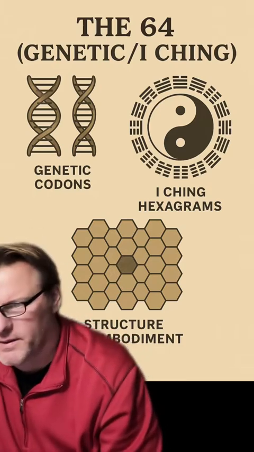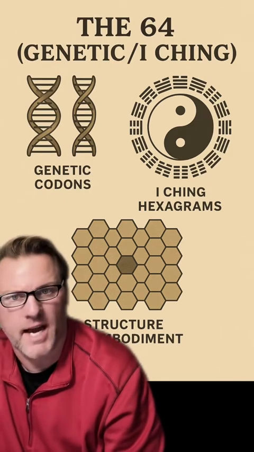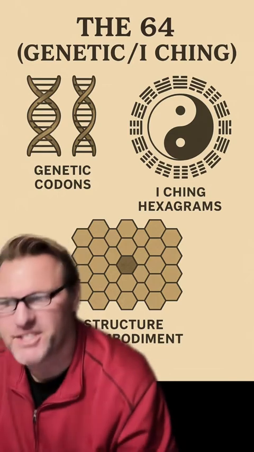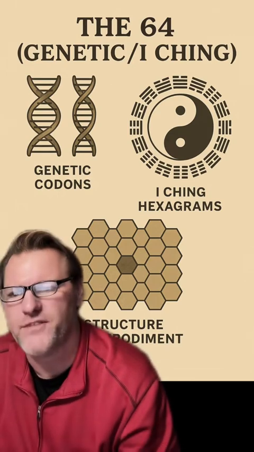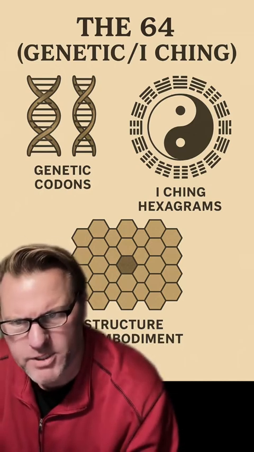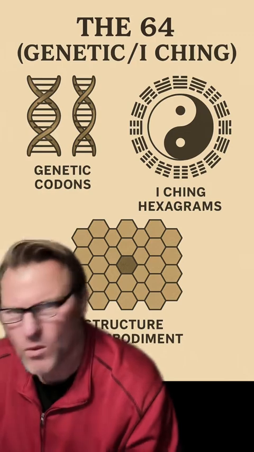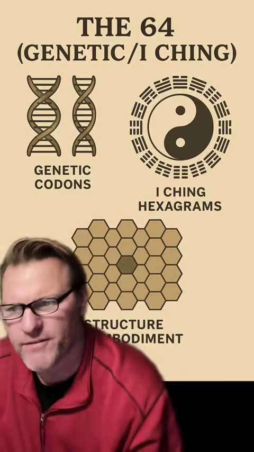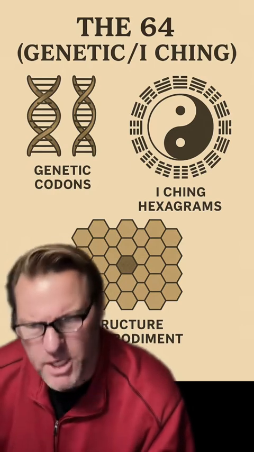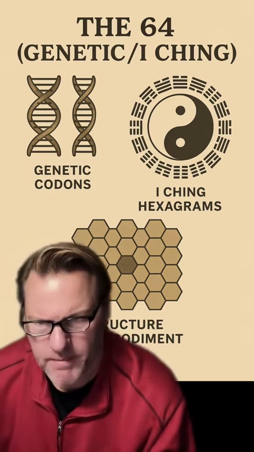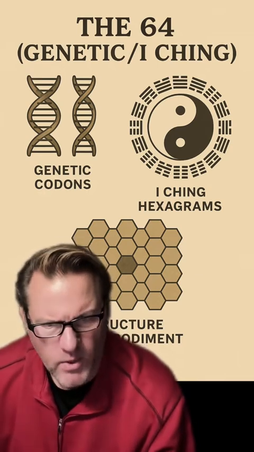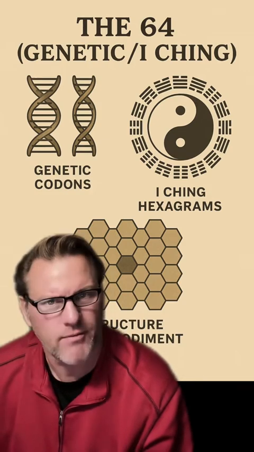Lens 7, the 64, genetic I Ching. Here we go microscopic. 64 codons in DNA, 64 hexagrams in the I Ching. Suddenly the same harmonic principle is coding life itself. Why 64? Because it is the fractal matrix of embodiment, the genetic alphabet, the bridge between vibration and biology. The ancients encoded it into divination, the I Ching, knowing it was not random, but the very lattice of reality.